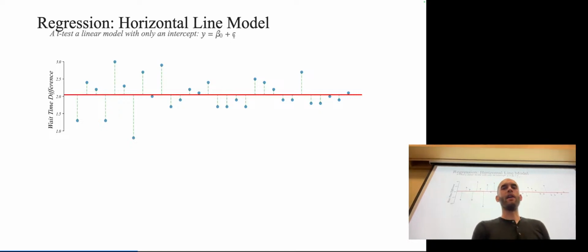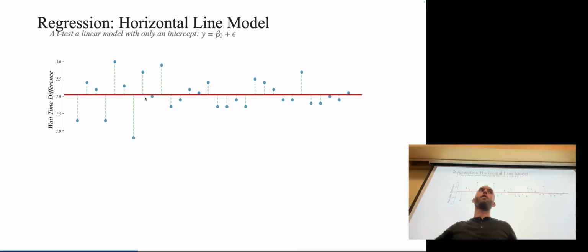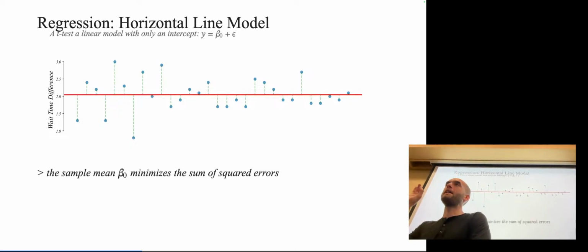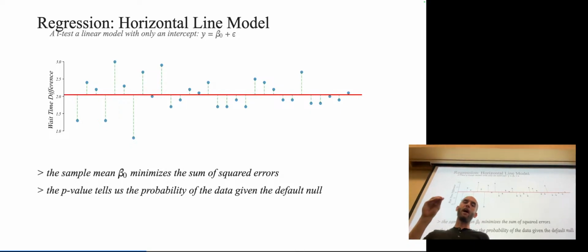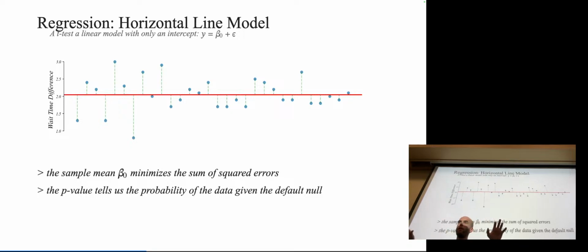And then epsilon is the error. So we have a bunch of y's. Each one of these blue points is our y. We have beta 0, which is the intercept for this line, no slope. And then the error is just the green line. So we have each one of the 3 parts of our model captured with this picture. And just as a summary, we're saying beta 0, when we fit the model, minimizes the sum of squared errors. And the p-value tells us the probability of getting the data given our default null. From here on out, we're going to use a default null, which is that the parameter itself is equal to 0.